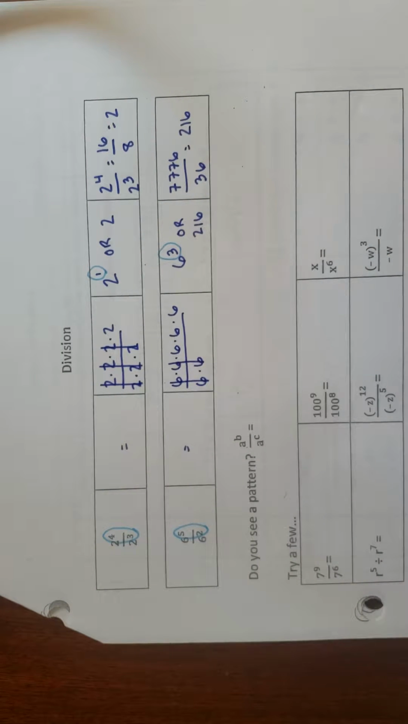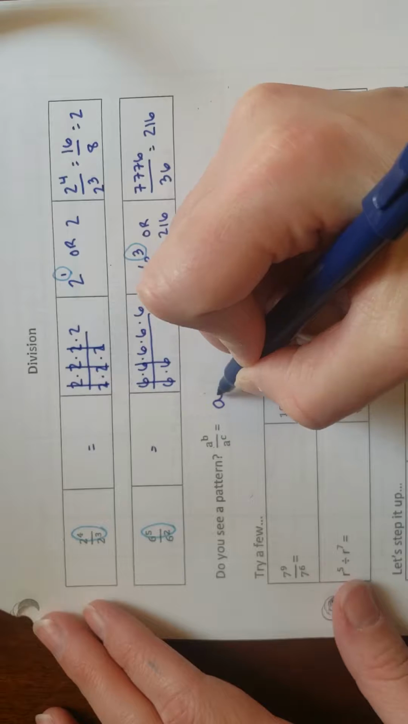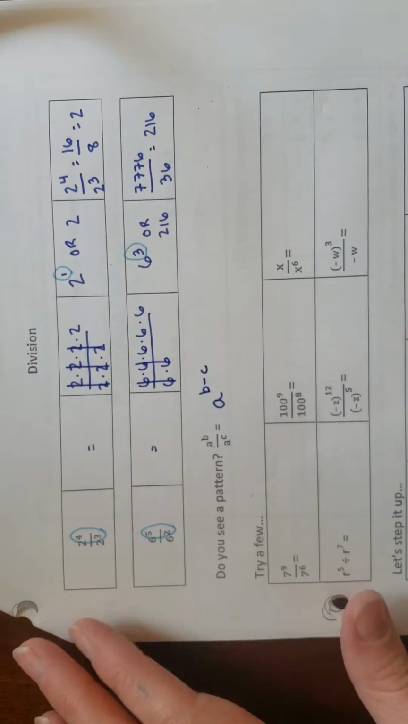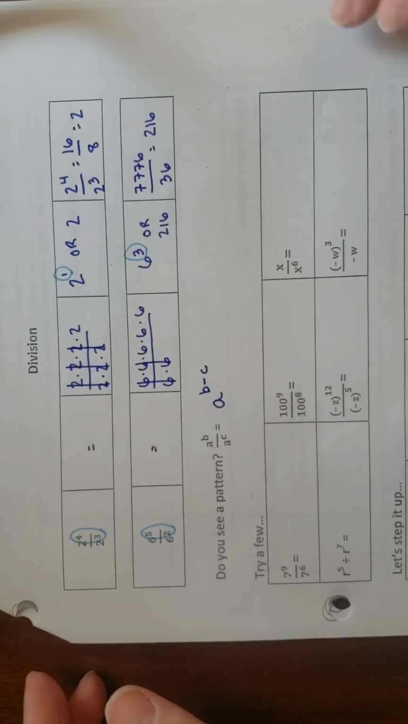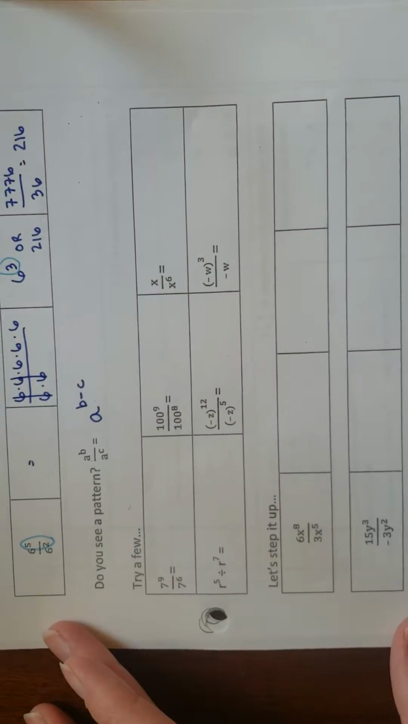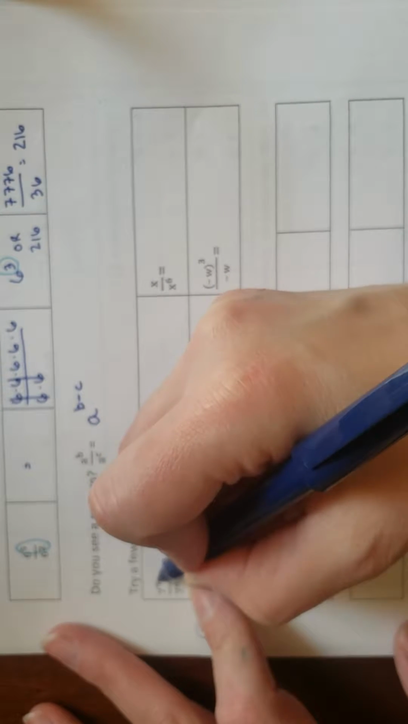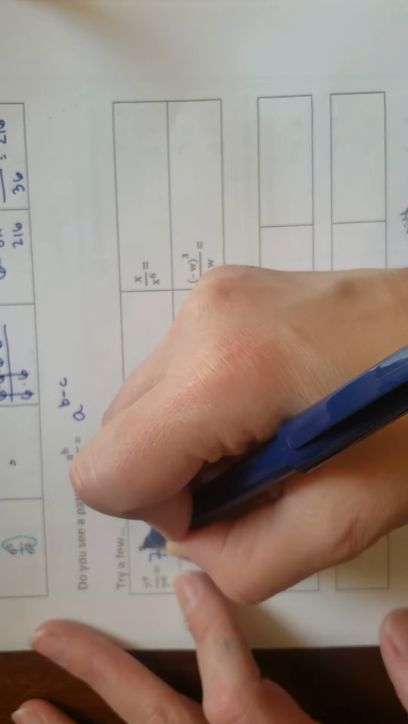Well, remember I said that division is the opposite. So instead of adding, I'm going to subtract my exponents. So this would become a equals b minus c. So let's try a few of those. Okay, so this becomes 7 to the, what's 9 minus 6, is 3.